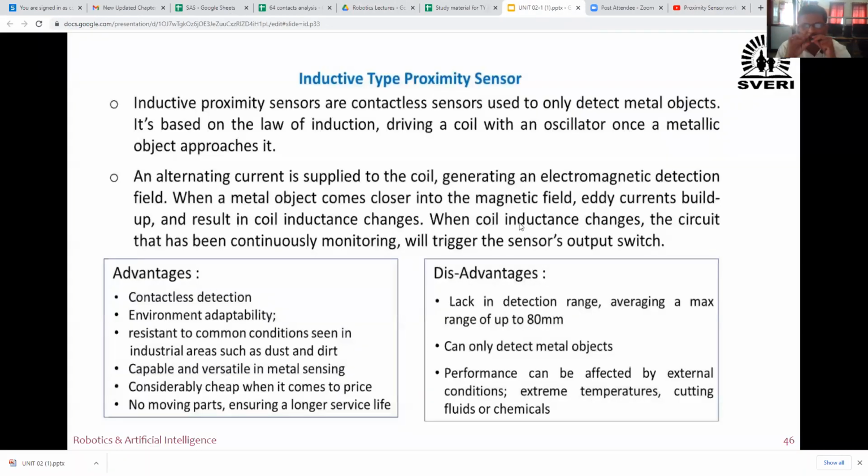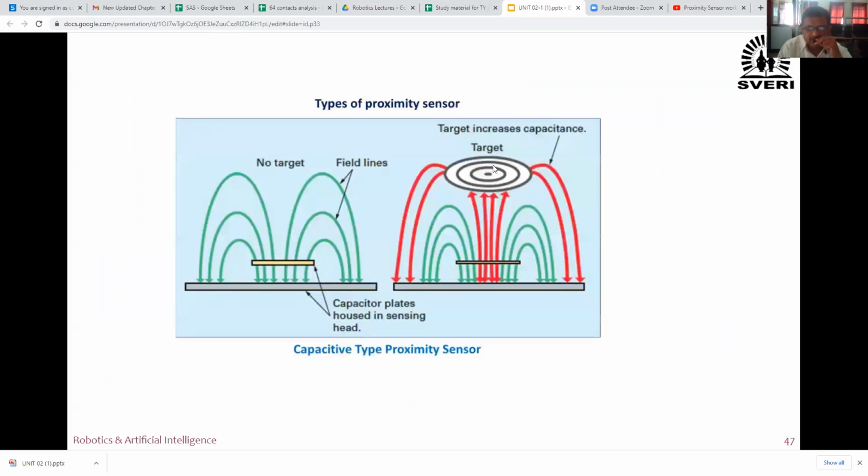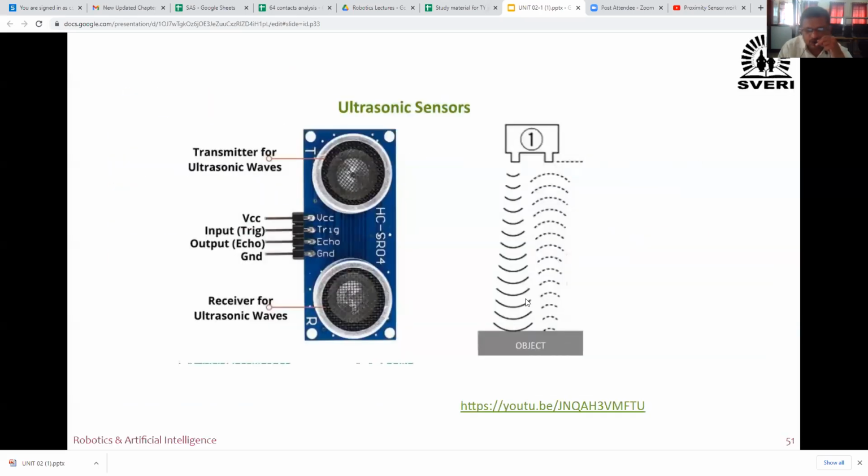Okay, this is nothing but inductive type proximity sensor. Now this capacitive type proximity sensor that I will explain afterwards. Now we will stop here.